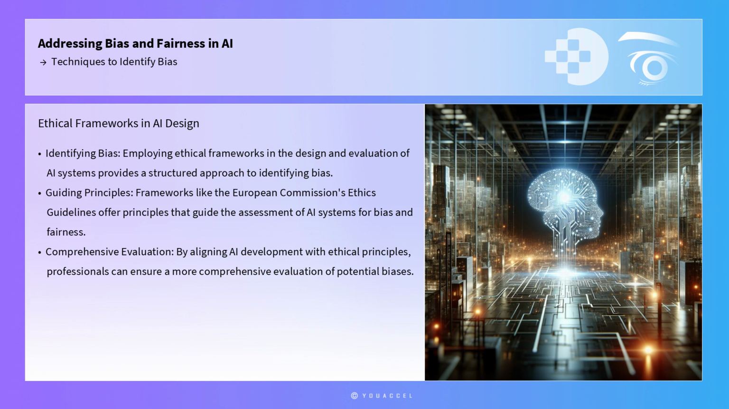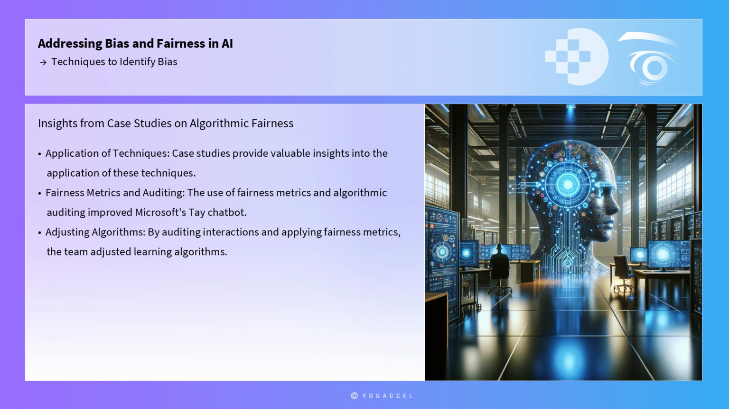Additionally, employing ethical frameworks in the design and evaluation of AI systems can provide a structured approach to identifying bias. Frameworks such as the European Commission's Ethics Guidelines for Trustworthy AI offer principles that guide the assessment of AI systems for bias and fairness. By aligning AI development with these ethical principles, professionals can ensure a more comprehensive evaluation of potential biases. Case studies provide valuable insights into the application of these techniques.